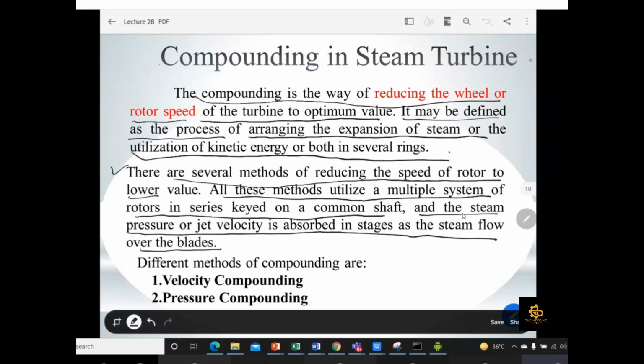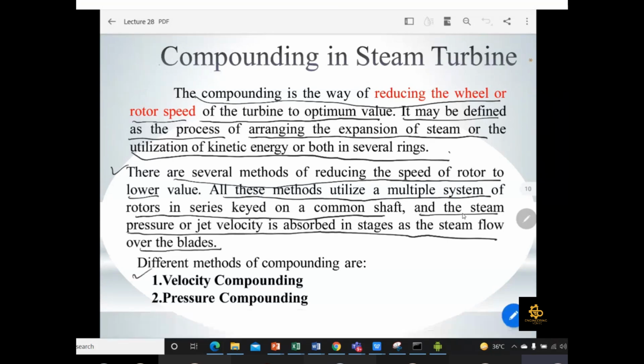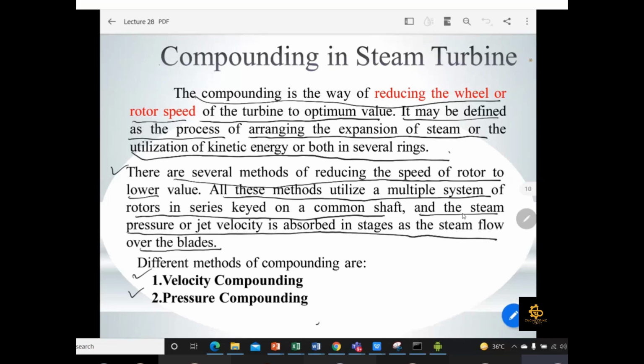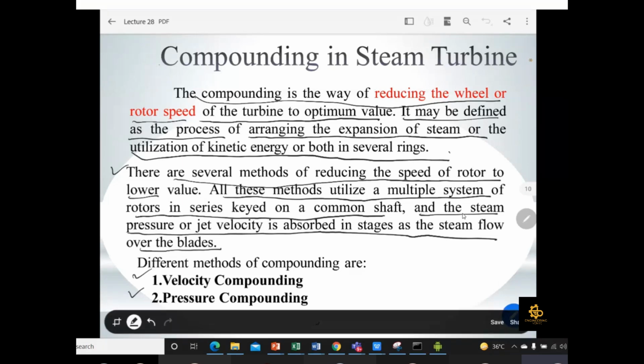Okay, so there are various methods. The most common are velocity compounding, or you can say velocity staging, and pressure staging. There is also a third type, which is the combination of pressure and velocity staging. All the methods have the same objective: to reduce the wheel speed to the optimum value.